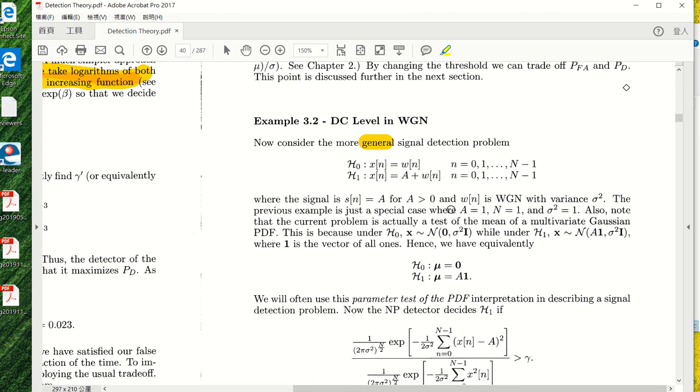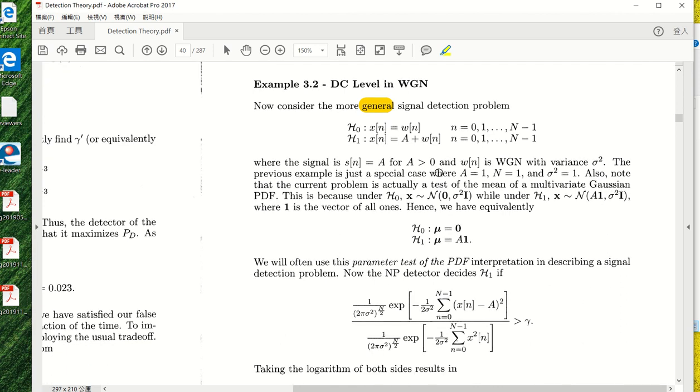problem. And then Wn is still the white Gaussian noise with variance sigma squared. Then the previous example is just a special case when A equals 1, right? A equals 1, N equals 1 and sigma squared equals 1. Besides the A being generalized, we are taking multiple samples here. 我们有多个 sample 了，不是只是像先前是一个 sample. So we have multiple samples here, n equal to 0, that's small index n. Okay, small index 0, 1, all the way to N minus 1.